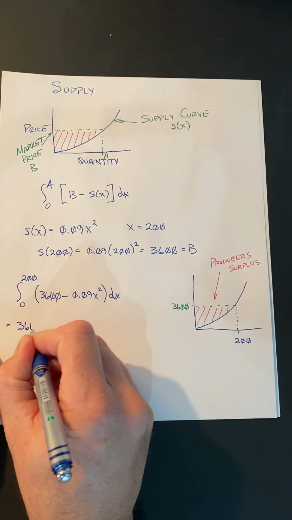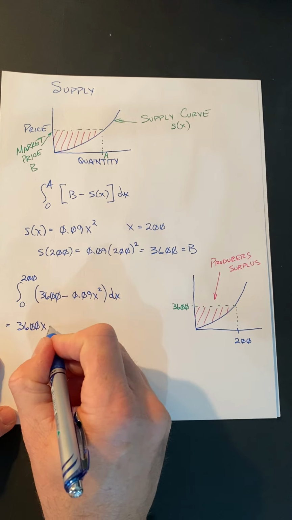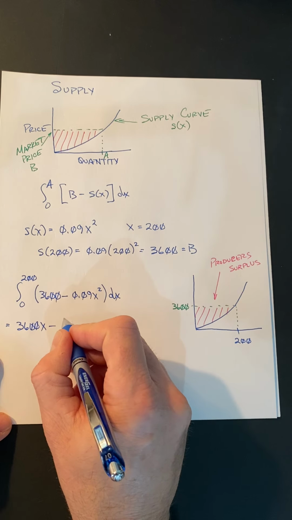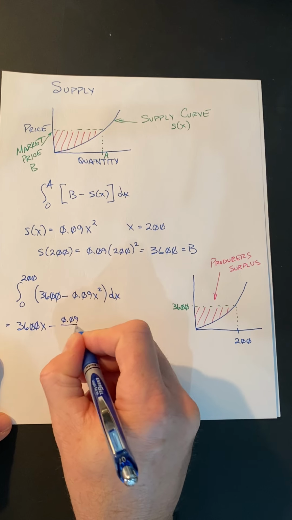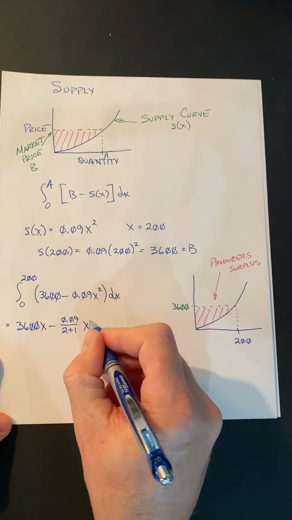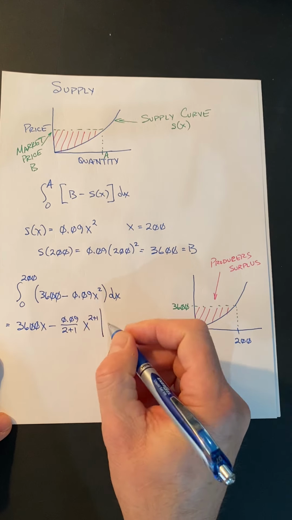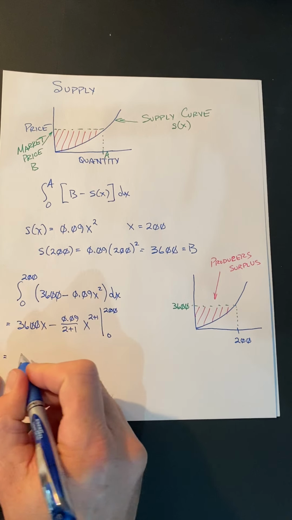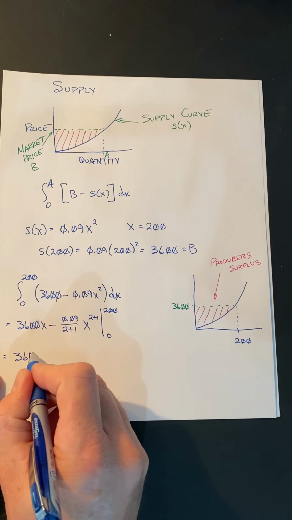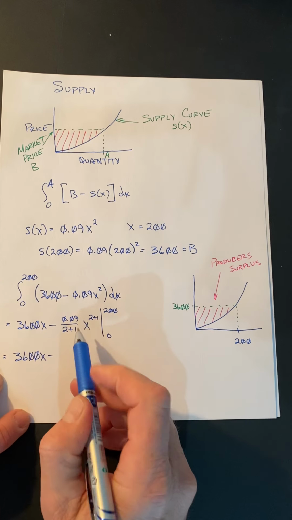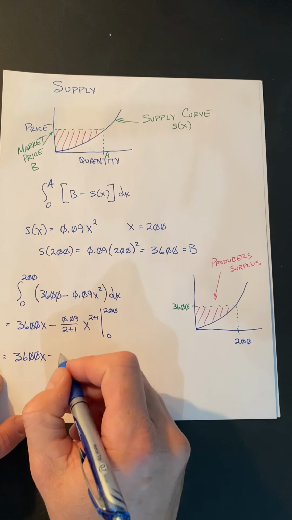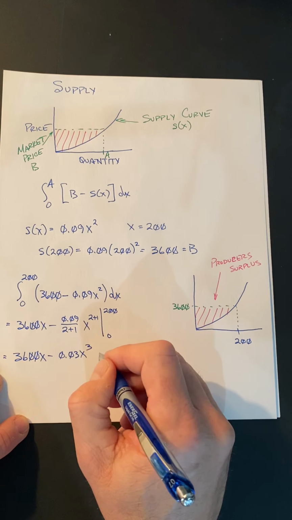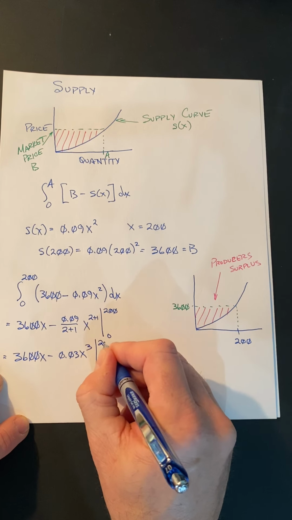So I'm going to get 3,600x minus, now, n is 2, right? So I'll get 0.09 over 2 plus 1, x to the 2 plus 1, all from 0 to 200, okay? So I need to simplify that. So 3,600x minus, now this is 0.09 divided by 3, so I'm going to get 0.03 x cubed, right? From 0 to 200.